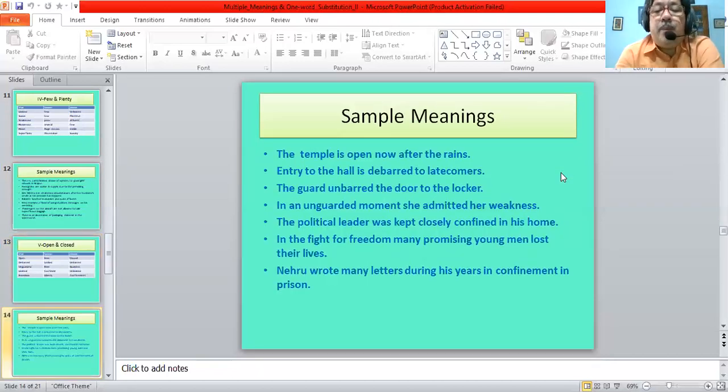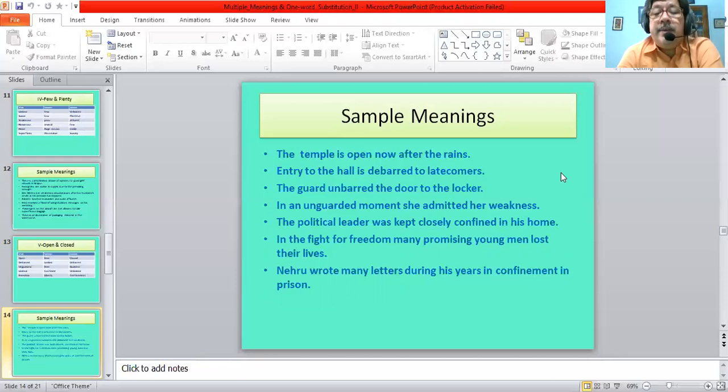The temple is open now after the rains. Means during the rains it was closed probably, now it is open. Entry to the hall is debarred to latecomers. That is, they cannot gain access to the hall. The guard unbarred the door to the locker. That means he opened it up.